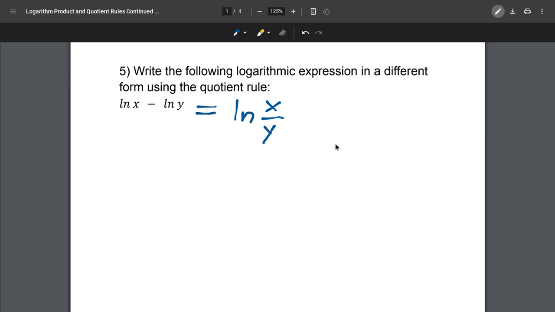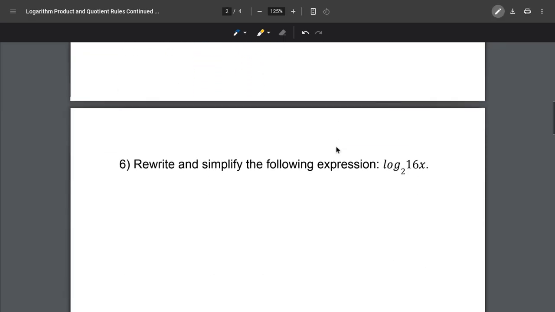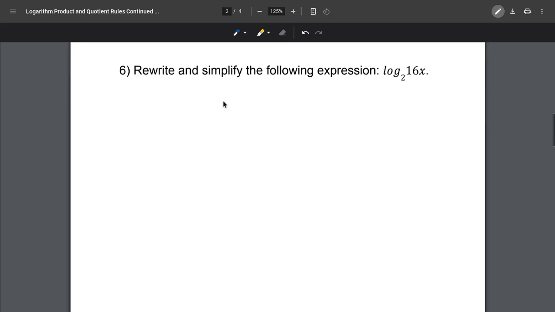Okay, so that's that first one. Let's take a look at another. All right, next one, rewrite and simplify the following logarithmic expression. We have log base 2 of 16 times x. So first off, we're going to use the product rule to separate this into the log base 2 of 16 plus the log base 2 of x.